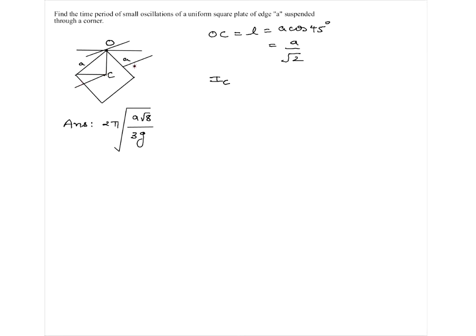Square plate. What is the formula for moment of inertia, IC, for a square plate? I think it is m a square by 6.